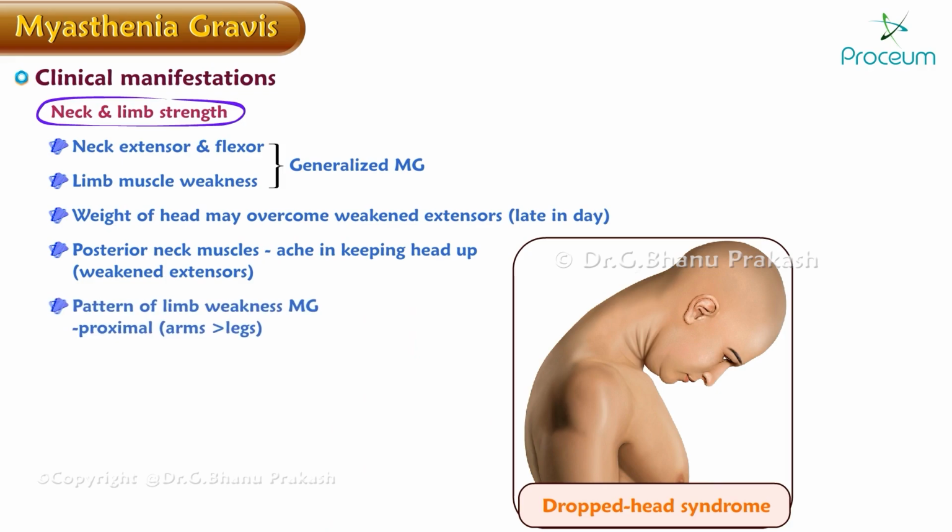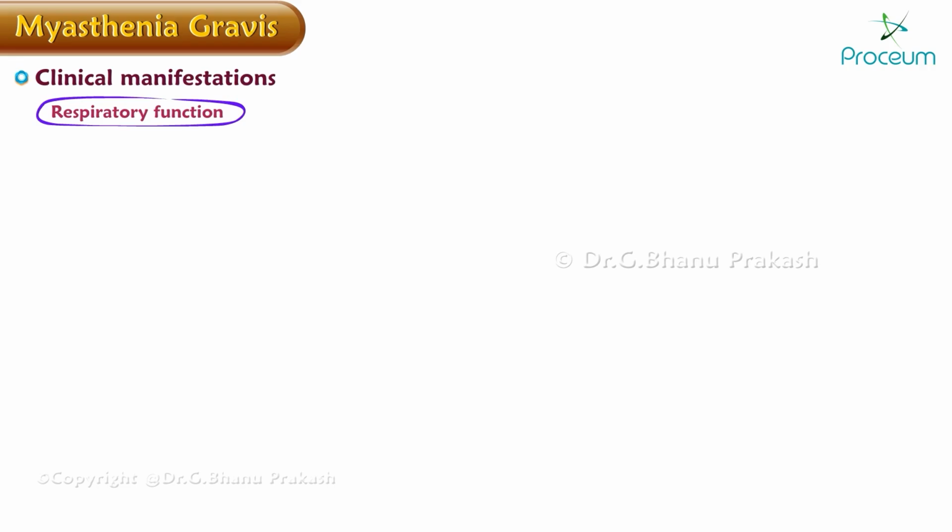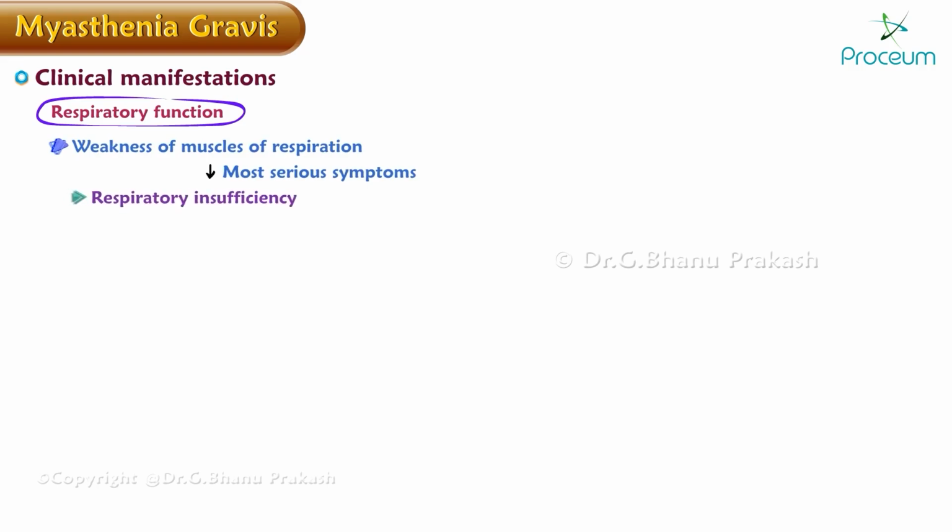The pattern of limb weakness in myasthenia gravis is typically proximal, and the arms tend to be more often affected than the legs. In addition, wrist and finger extensors and foot dorsiflexors may also be involved. Respiratory function. Weakness of the muscles of respiration produces the most serious symptoms in myasthenia gravis. Respiratory muscle weakness that leads to respiratory insufficiency and impending respiratory failure is a life-threatening situation called myasthenic crisis.